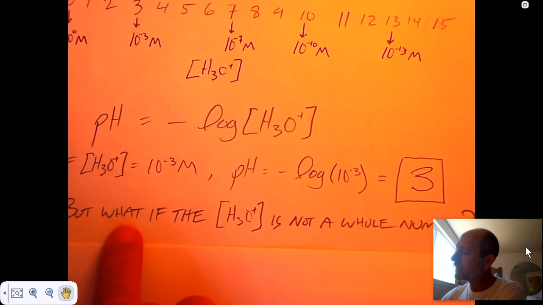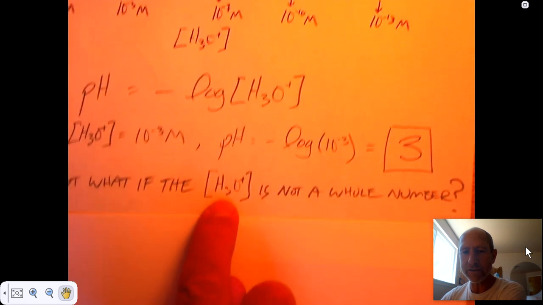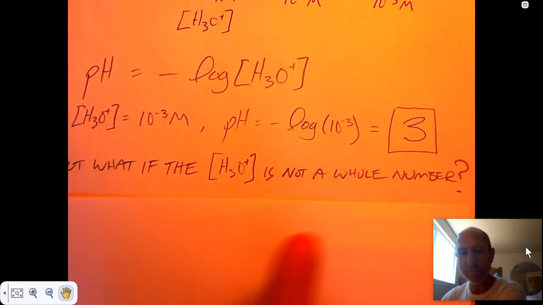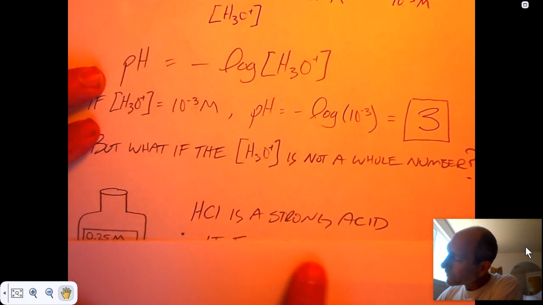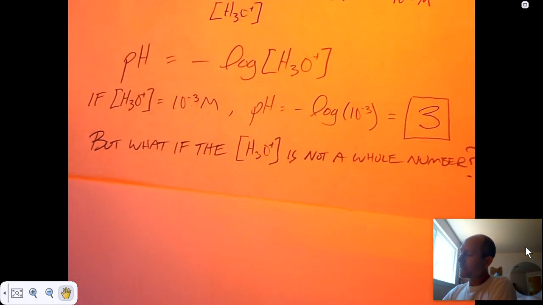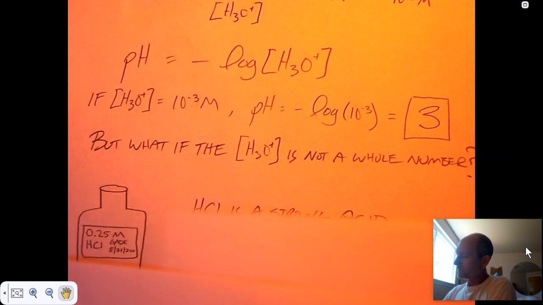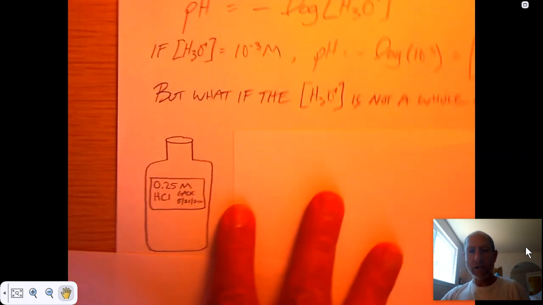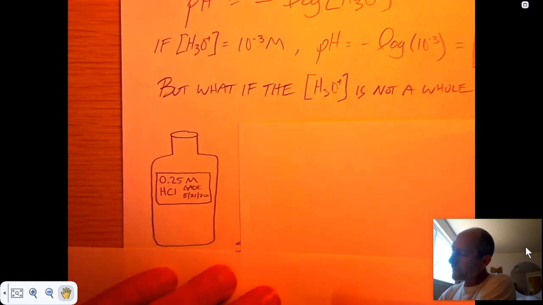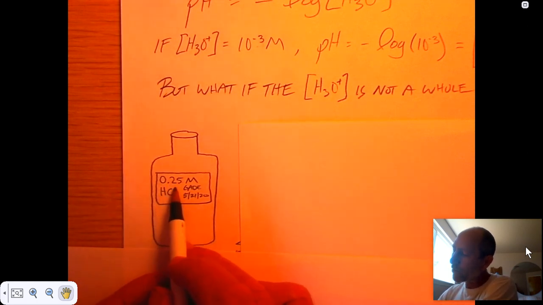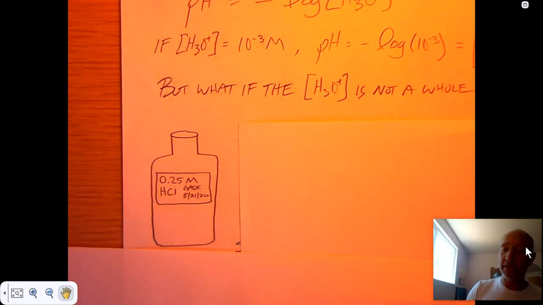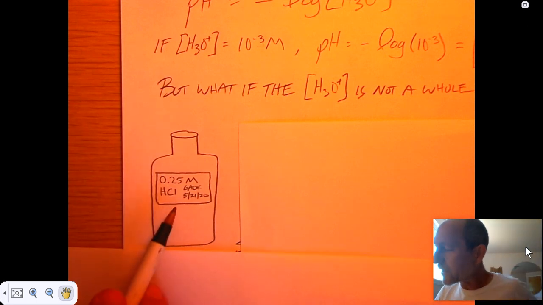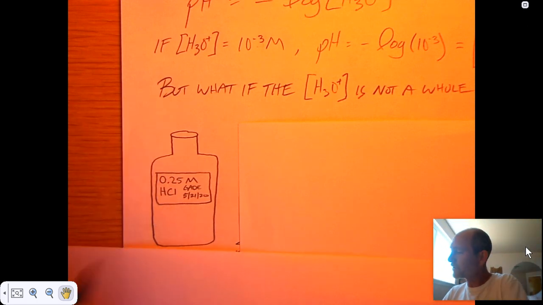So what if the hydronium ion concentration is not a whole number? What do you do then? Well, here's what you do. So let's say, for example, we had a bottle of hydrochloric acid, and it says that it's 1/4 molar, 0.25 molar hydrochloric acid, and it was bottled by Gady on 5/21/20. Yeah? So how do you figure out the pH of this solution right here?